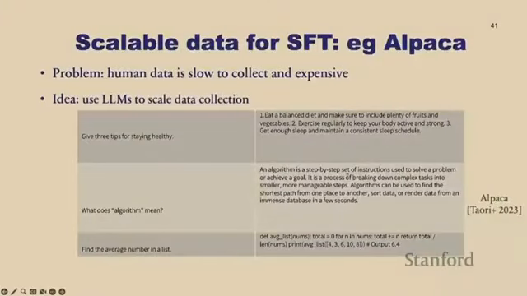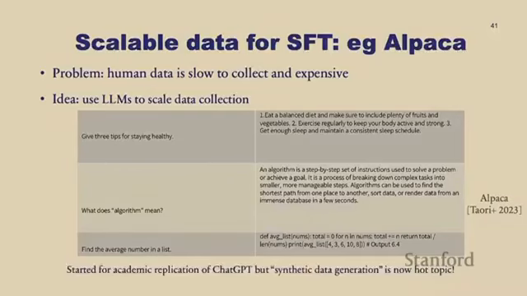And this is the type of data that we collected. So things like, what does algorithm mean? An algorithm is a step-by-step set of instructions used to solve a problem or achieve a goal, blah, blah, blah. The data is actually pretty good, given that it was generated by LLMs from essentially two generations ago. That started, at least for us, as an academic replication of ChatGPT. Now there's a big field of synthetic data generation, of how to use LLMs to make development of LLMs faster and decrease the amount of human hours that you need.